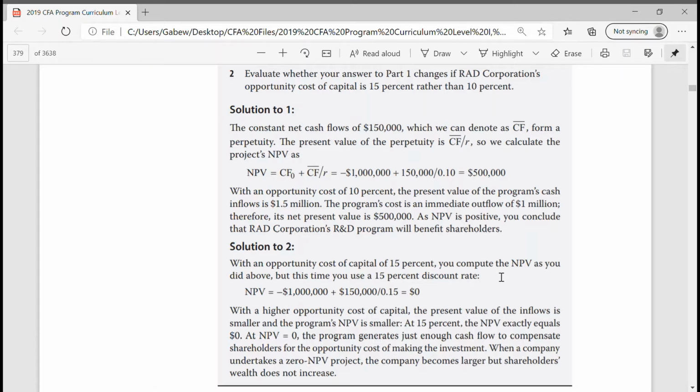Solution to 2: with an opportunity cost of capital of 15%, you compute the NPV as you did above.